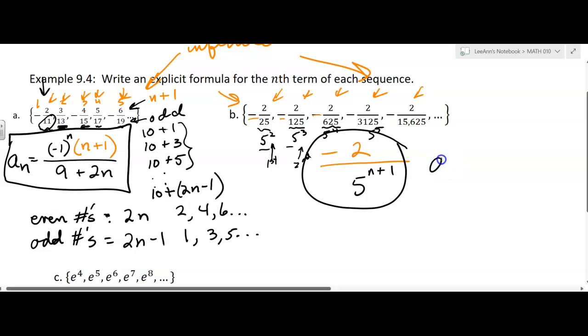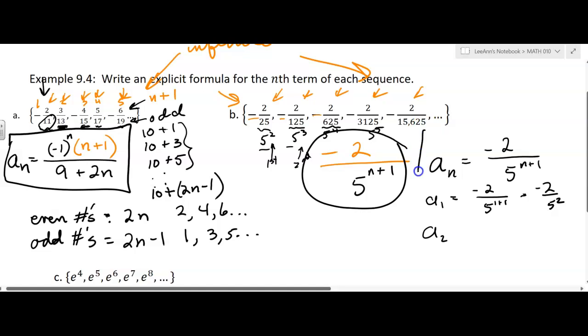So the formula is a sub n equals -2 over 5 to the n plus 1. Now, you should always check these and see if you're getting the terms. So, you could do that. You say a sub 1 is negative 2 over 5 to the 1 plus 1, which is negative 2 over 5 squared. Yeah, that's going to be the first term. And then you do the second term, and you do the third term, and you do a few terms just to make sure that you're getting the pattern. But, yep, the answer is right here. That's the formula right there.